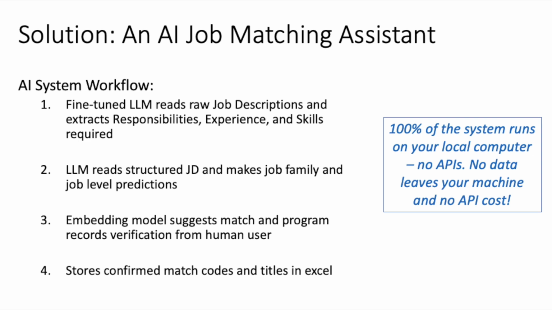So we give the suggestions and we ask the human to confirm or pick from those suggestions which one is correct. And then at the end, we store all of those confirmations with the appropriate survey codes and titles into an Excel file and spit it out for the user to have to move forward.